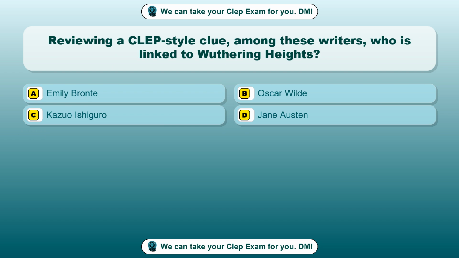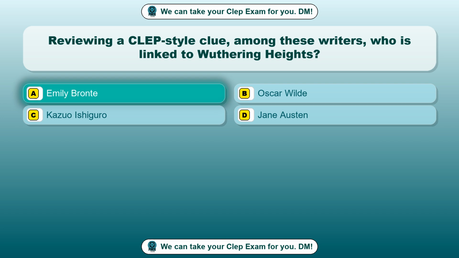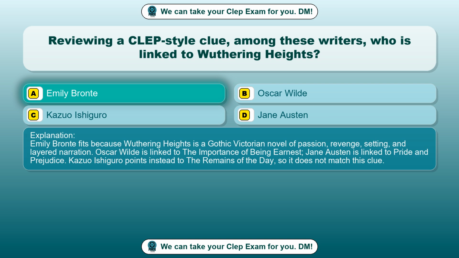Question 9. Reviewing a CLEP-style clue among these writers, who is linked to Wuthering Heights? Option A, Emily Bronte. Option B, Oscar Wilde. Option C, Kazuo Ishiguro. Option D, Jane Austen. The correct answer is option A, Emily Bronte. Emily Bronte fits because Wuthering Heights is a Gothic Victorian novel of passion, revenge, setting, and layered narration. Oscar Wilde is linked to The Importance of Being Earnest. Jane Austen is linked to Pride and Prejudice. Kazuo Ishiguro points instead to The Remains of the Day, so it does not match this clue.